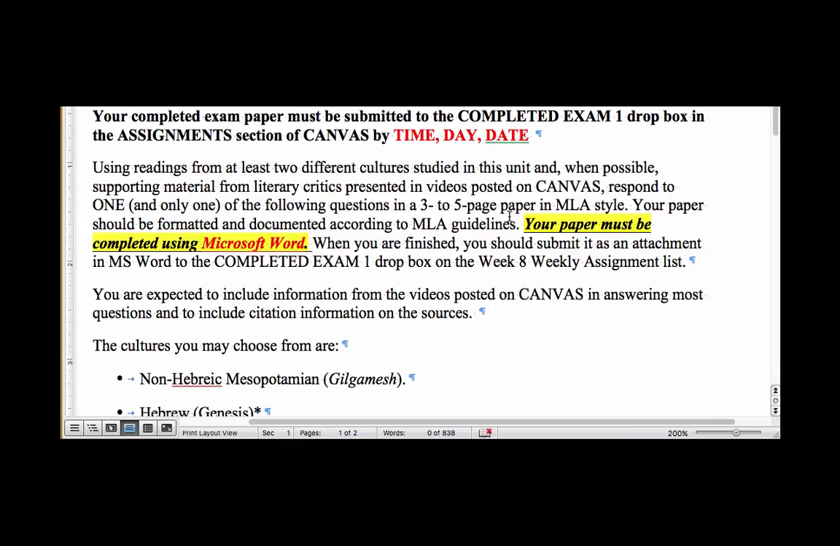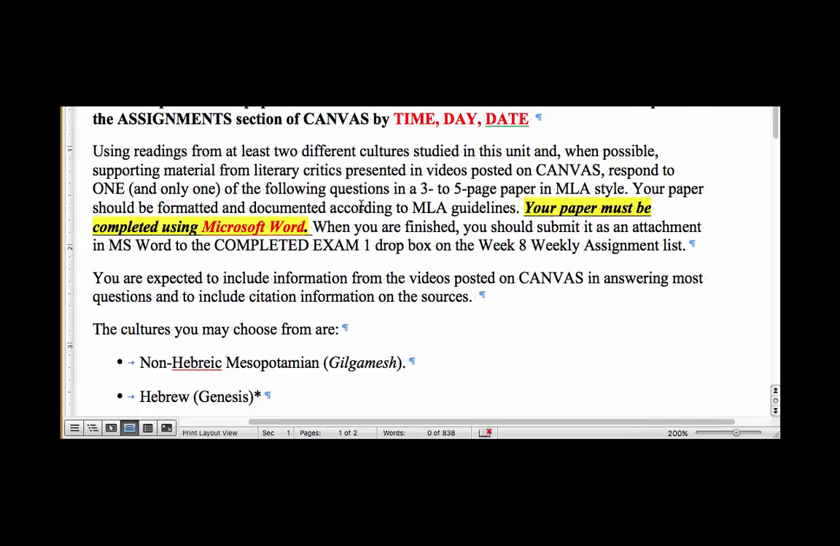What you're going to do is use readings from at least 2 different cultures that we've studied in this unit. And whenever it's possible, you will also include material from the literary critics that was presented in the videos. You will choose one and only one of the questions, and you will respond to it in a 3 to 5 page paper in MLA style.